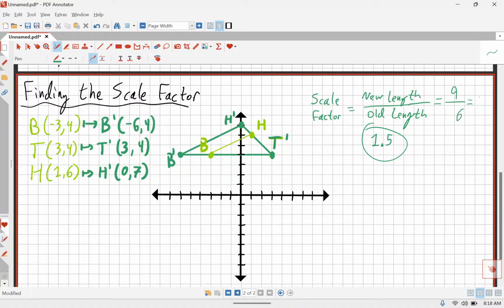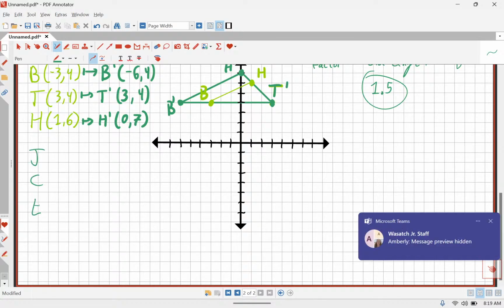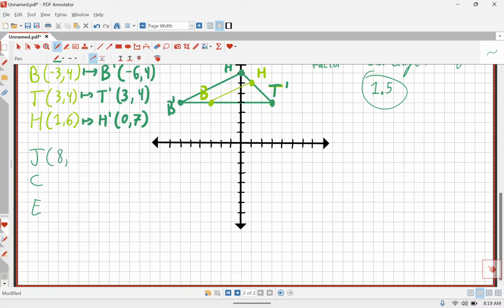I'll show you another version of a level 3. It might look something like this. Let's go for, who do we got out there? Oh, there we go. We've got Jace. So let's go JCE. J is going to be at, and we're not actually even going to graph this, 8 comma negative 4. C is going to be at negative 12 comma 18. And E is going to be at negative 10 comma negative 14.